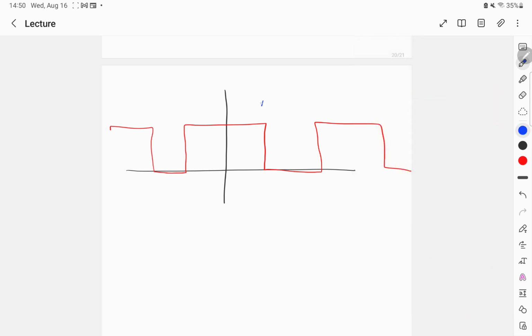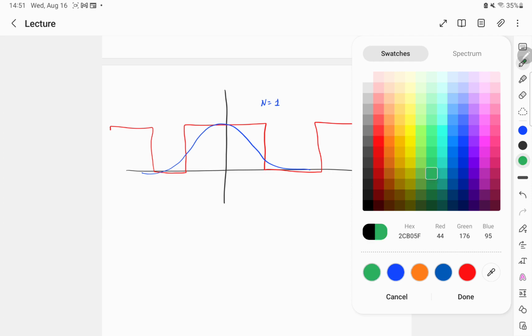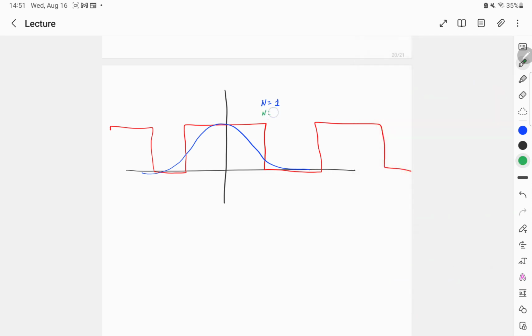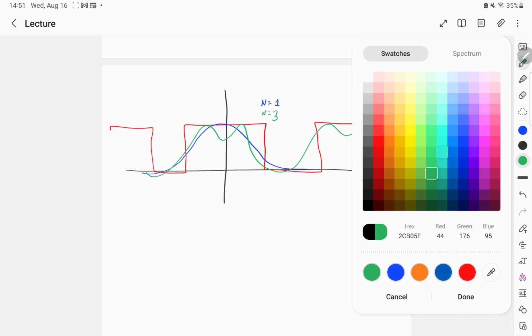With n equal 1, we would have a signal which approximates the signal like this. With n equals 3, we would have an approximation like this, which is even more accurate.